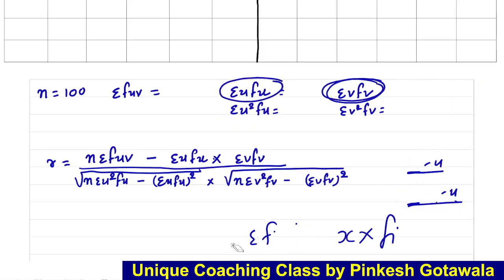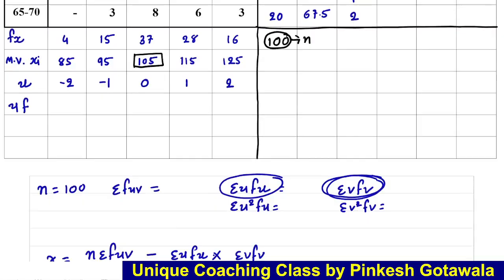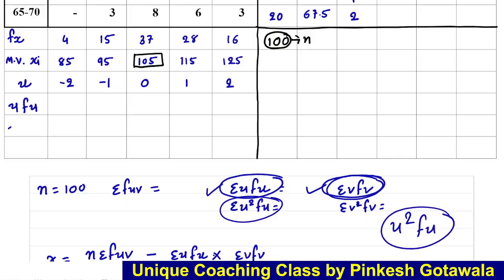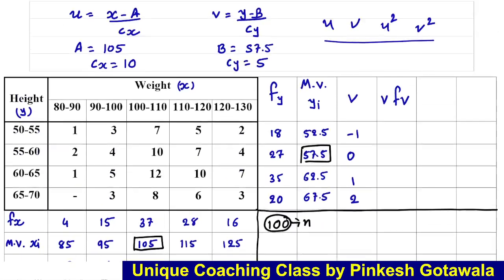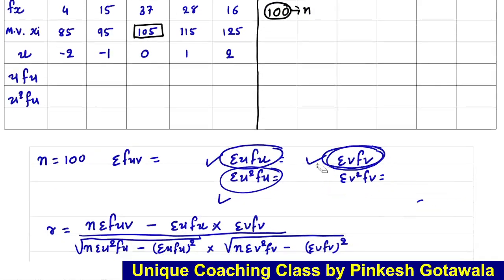Our next columns depend on this. We have to multiply u with its frequency fu. So what would be our next column? Here v is multiplied with its frequency fv, and u with its frequency fu, so that we get these two. Here u square fu, so you get the idea which column we have to prepare: u square fu, and here v square fv. Our next column is v square fv. This is the v side and this is the u side. Clear? After that we get all four amounts.